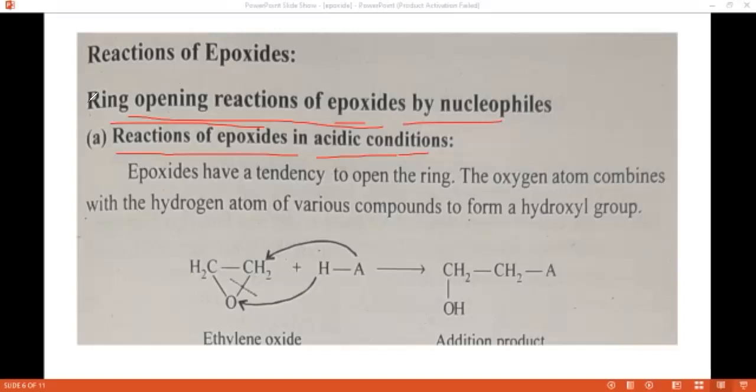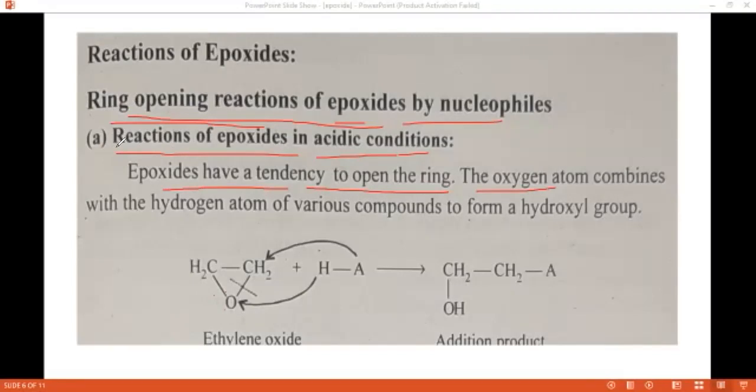Now, the epoxide has a tendency to open the ring, because in this ring one heteroatom, oxygen, is present, and oxygen is more electronegative than the carbon atom. The oxygen withdraws electron density from these carbon atoms. The oxygen atom combines with hydrogen.